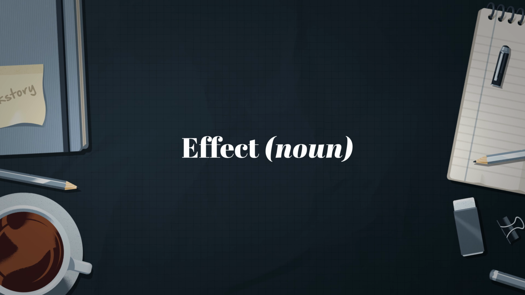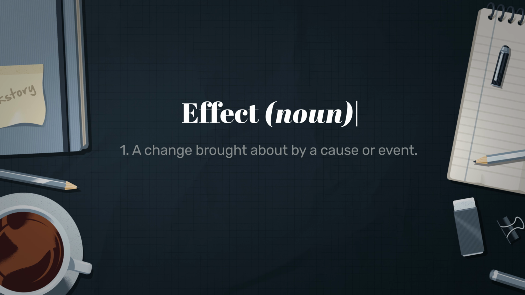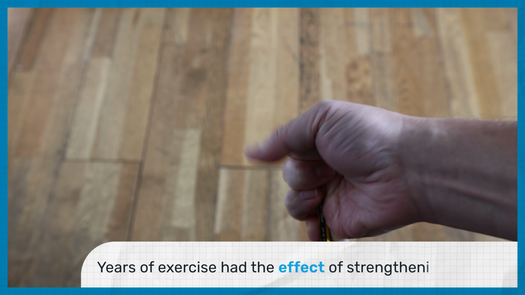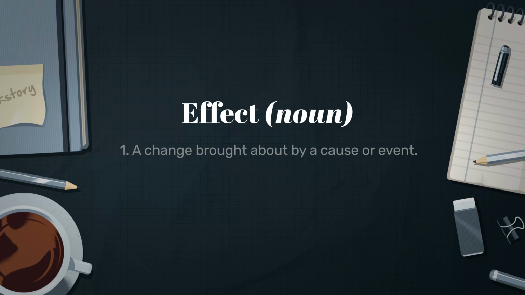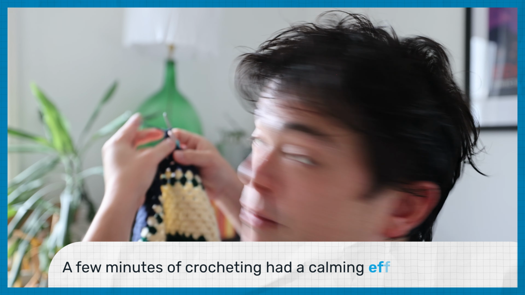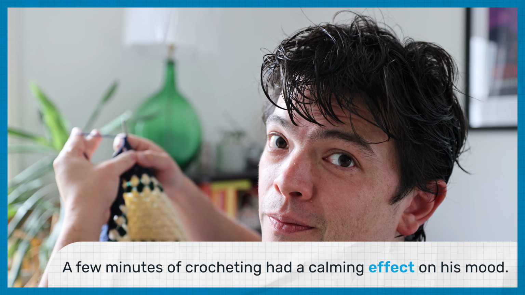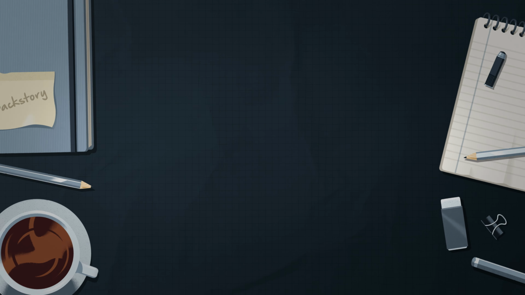Effect with an E is a change that is brought about by a cause or event. For example, years of exercise had the effect of strengthening my grip. Effect can also be the result of an action. A few minutes of crocheting had a calming effect on his mood. So now that we've got our definitions out of the way, how do we remember which is which?